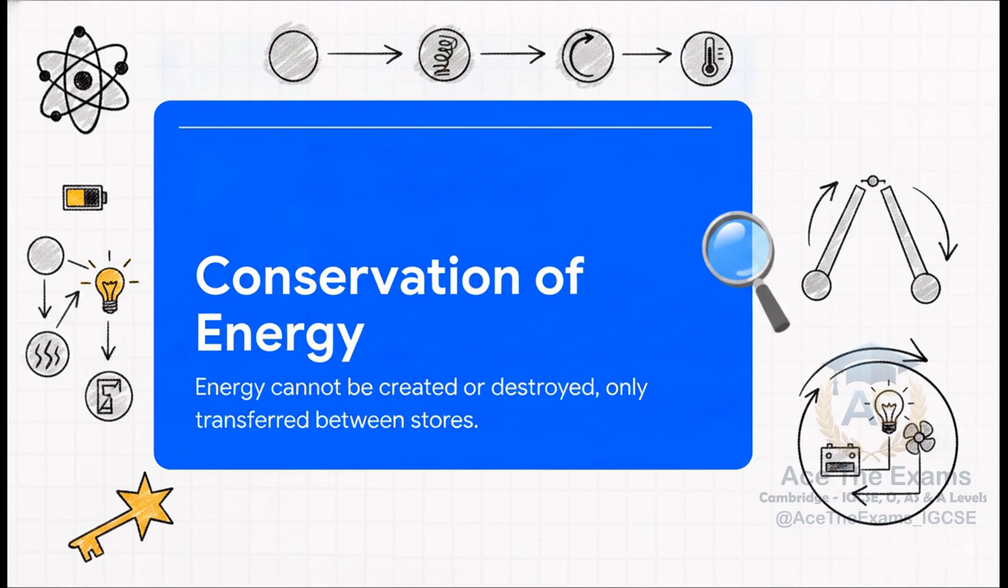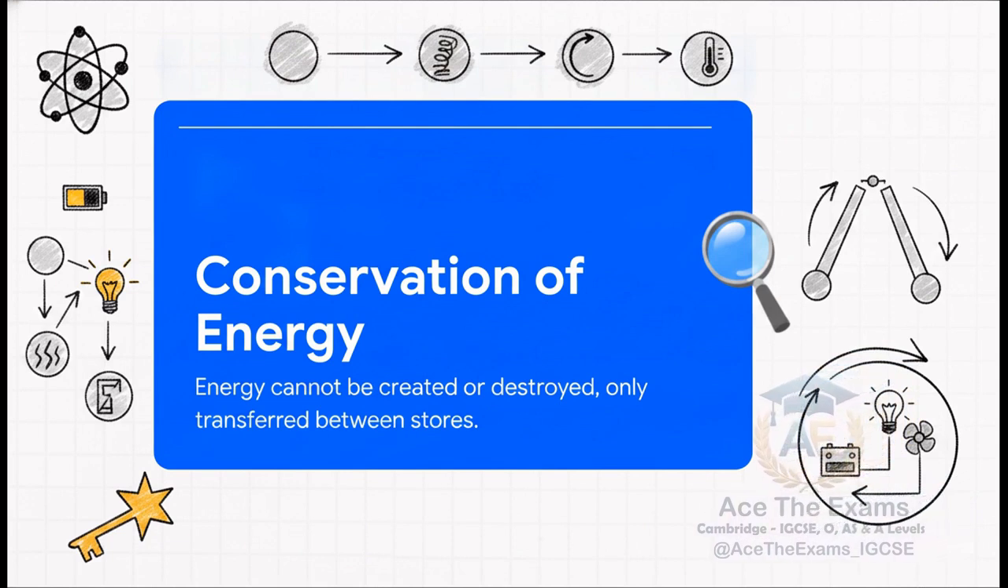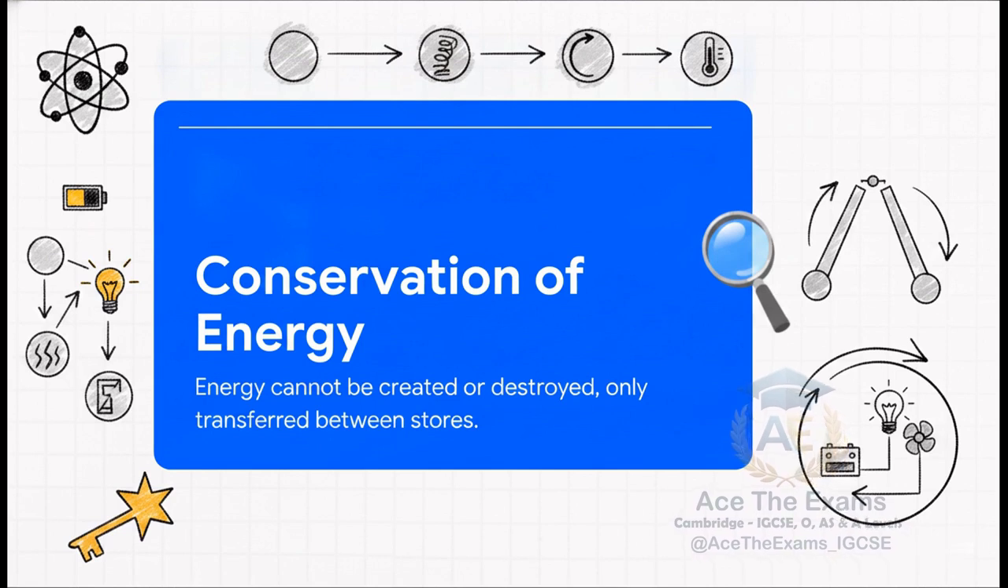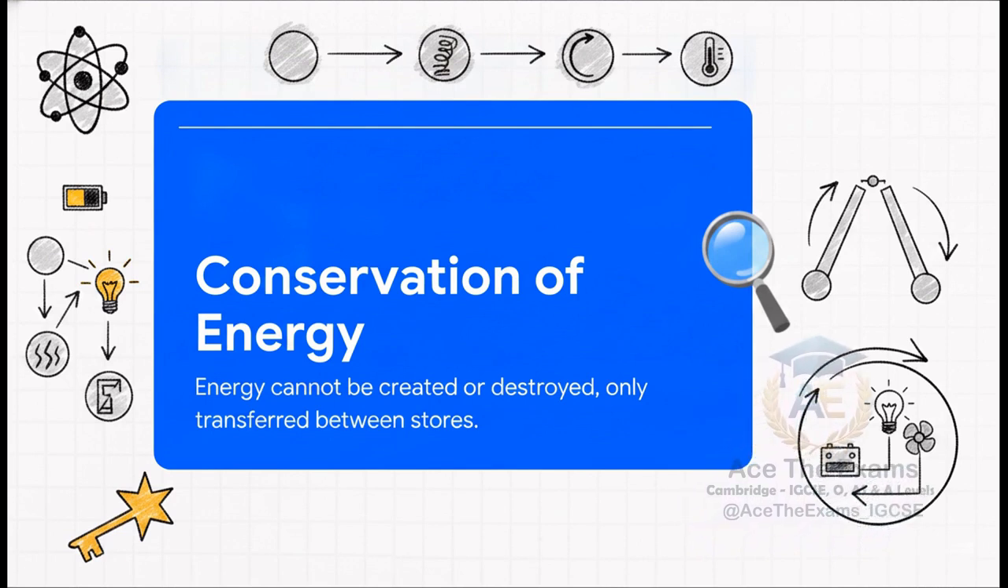For this specific topic, the absolute core concept you must state to secure those initial explanation marks is the principle of conservation of energy. Energy cannot be created or destroyed, it can only be transferred between stores. Write this down, memorize it, engrave it in your brain, and deploy it whenever a question asks you to explain an energy change in a closed system. It is literally the golden key that unlocks the rest of the question.